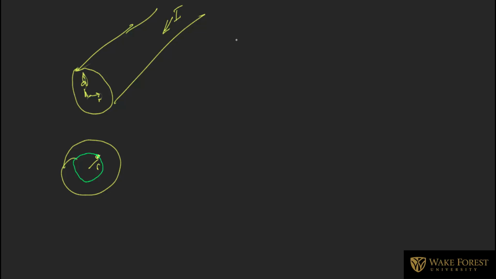So we have for that path, using Ampere's law, the integral of B dot ds is equal to mu naught times the current piercing the surface bounded by that path, I piercing. Now what surface are we talking about?